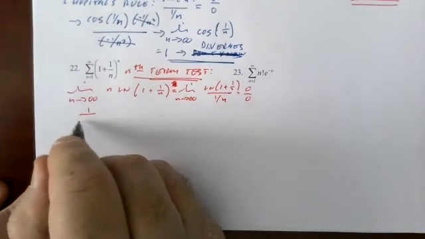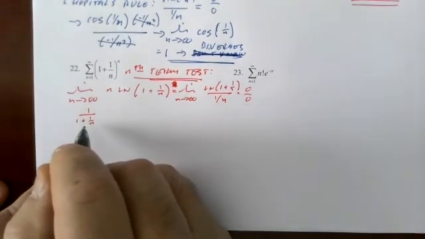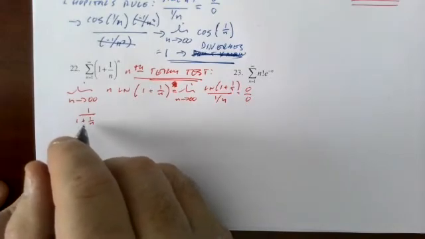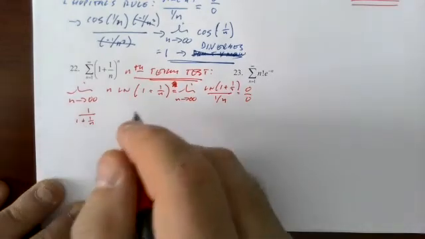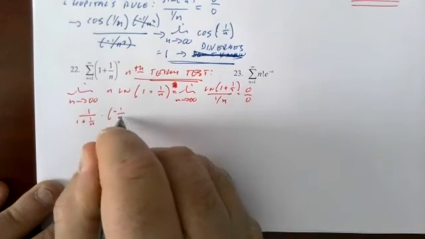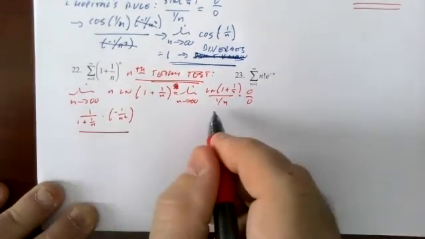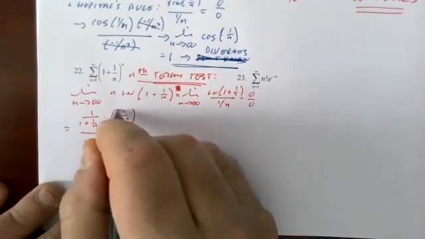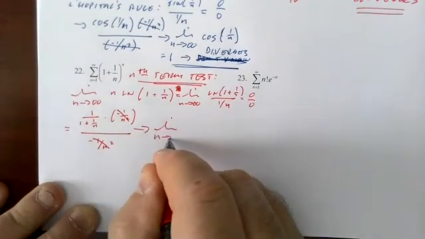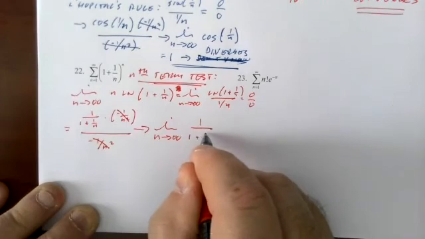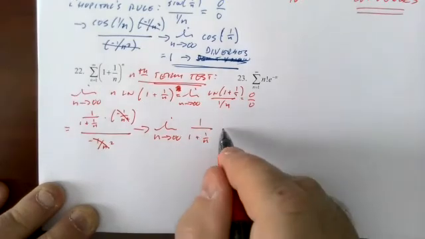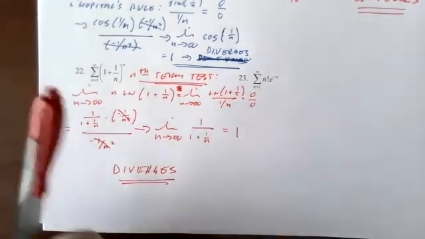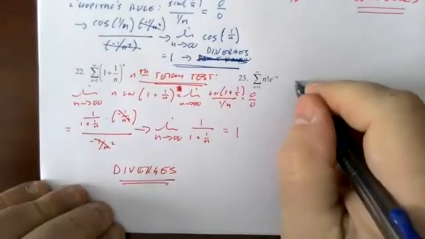L'Hopital's rule, 1 over 1 plus 1 over n times chain rule, negative 1 over n squared. I think I found a mistake in my notes. Limit as n goes to infinity, 1 over 1 plus 1 over n. That's 0. We get 1, diverges, because again, we're doing the nth term test.